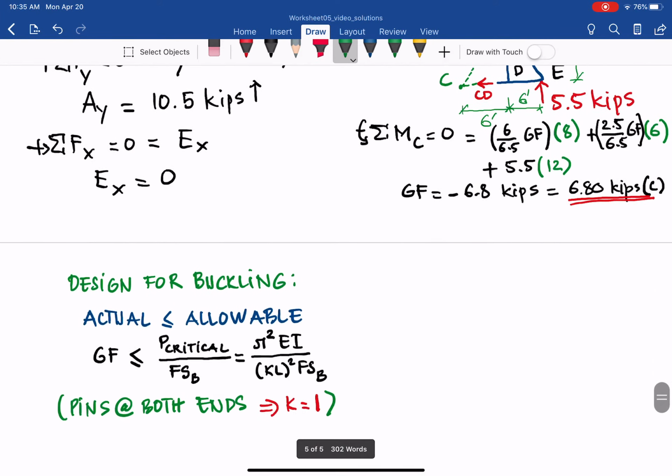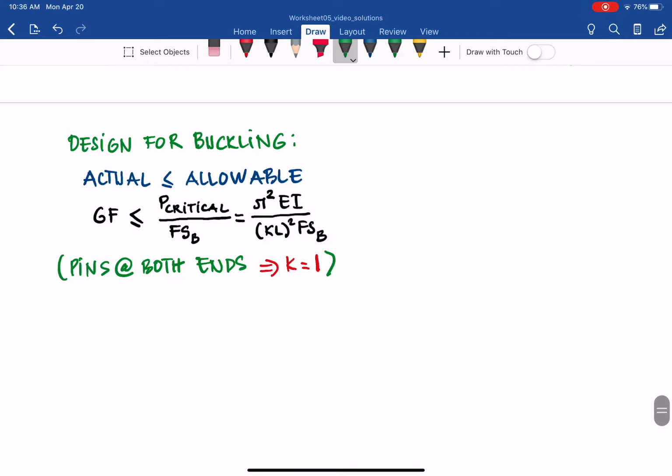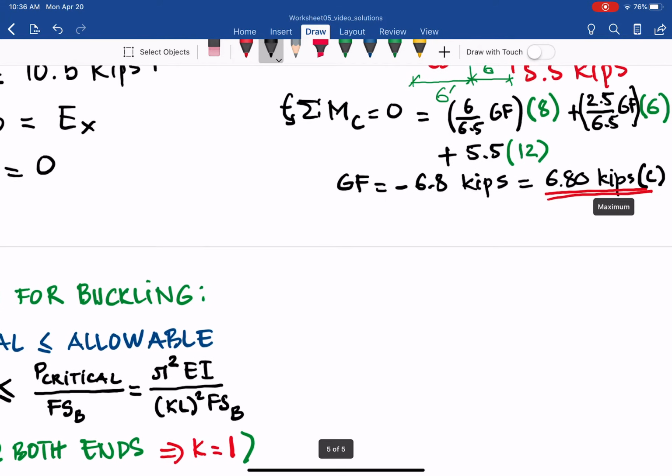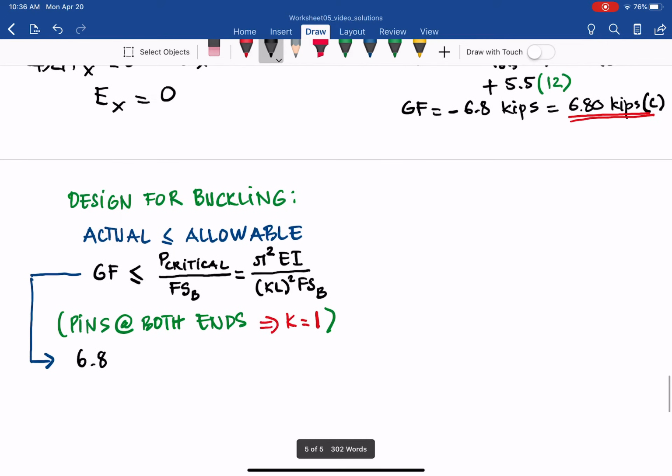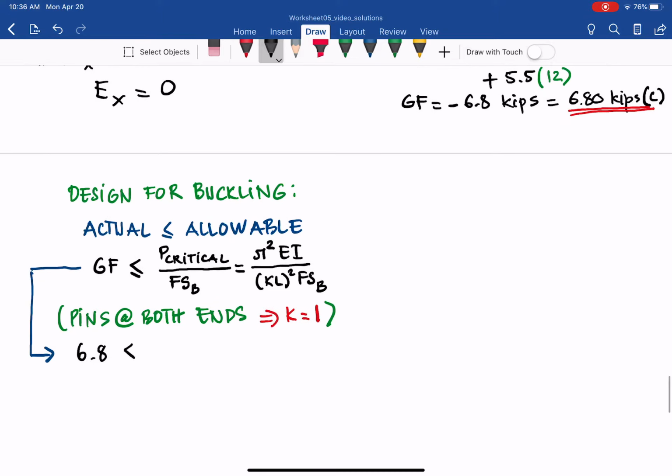So we can plug in all we already know. We can plug in that equation, and it becomes 6.8. As you can see, that is 6.8 kips in compression. So we have 6.8, and we only get the magnitude in this case.